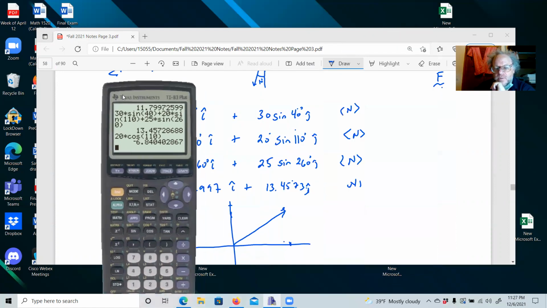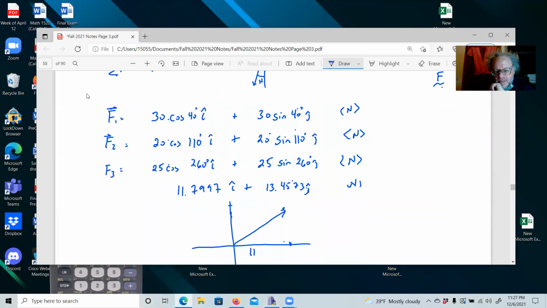So here is my 11.7997, and then this value up here is 13.4573. How would I get the diagonal here? Oh, it's a triangle. So this is going to be 11.7997 squared plus 13.4573 squared, and that's going to be the length of my vector.